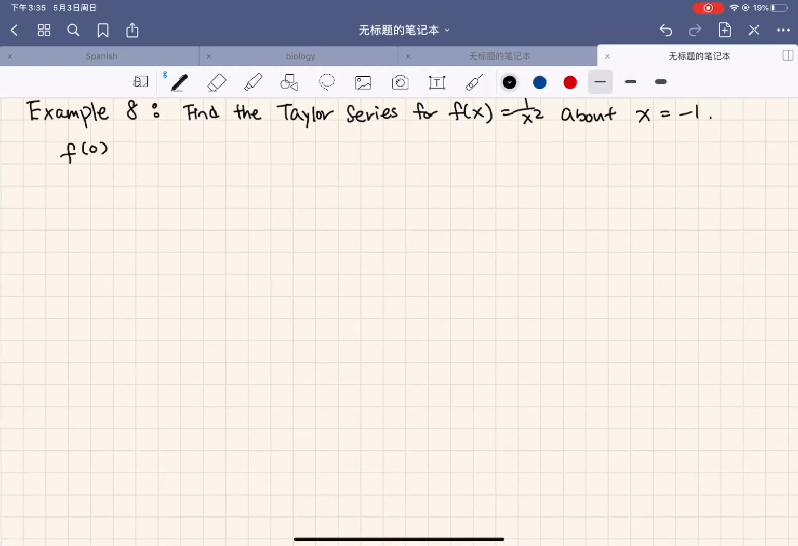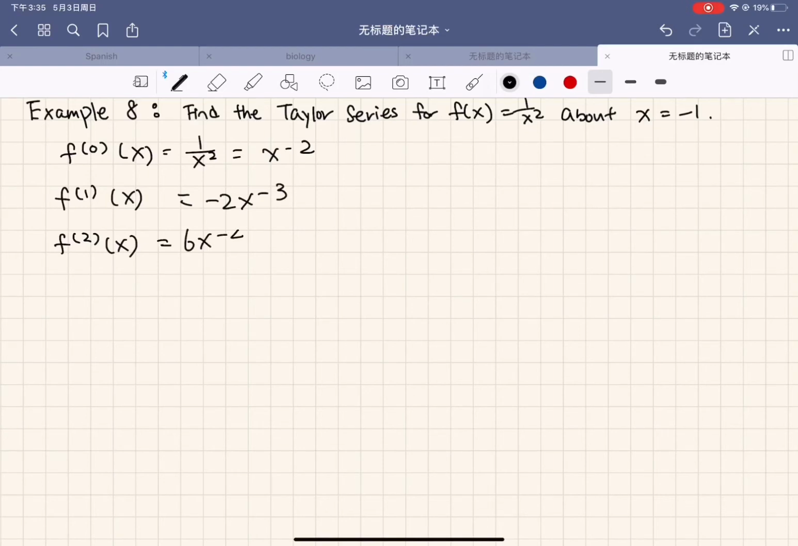The original function is already given, and here I'm writing it into another form which is easier for us to see, which is x to the negative 2. And then the next one is the derivative of x to the negative 2, which is -2x to the negative 3. And then the next one is 6x to the negative power of 4.